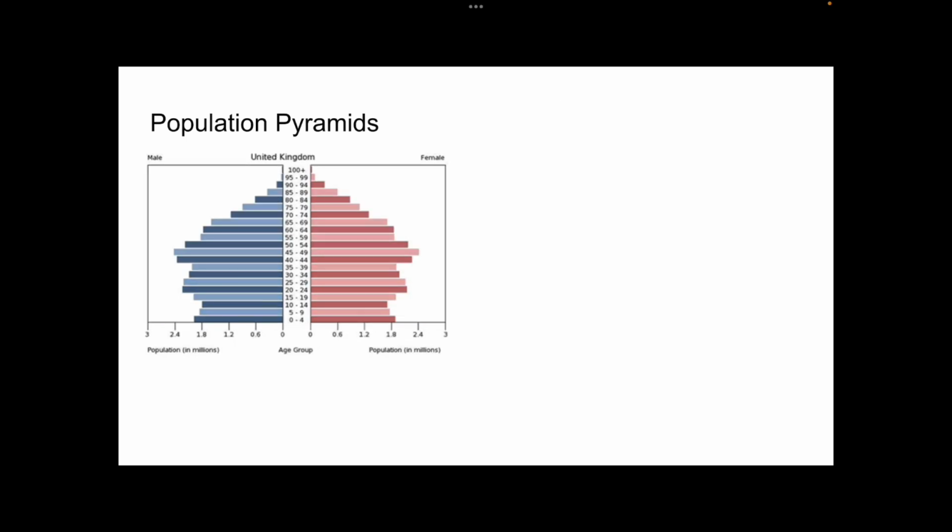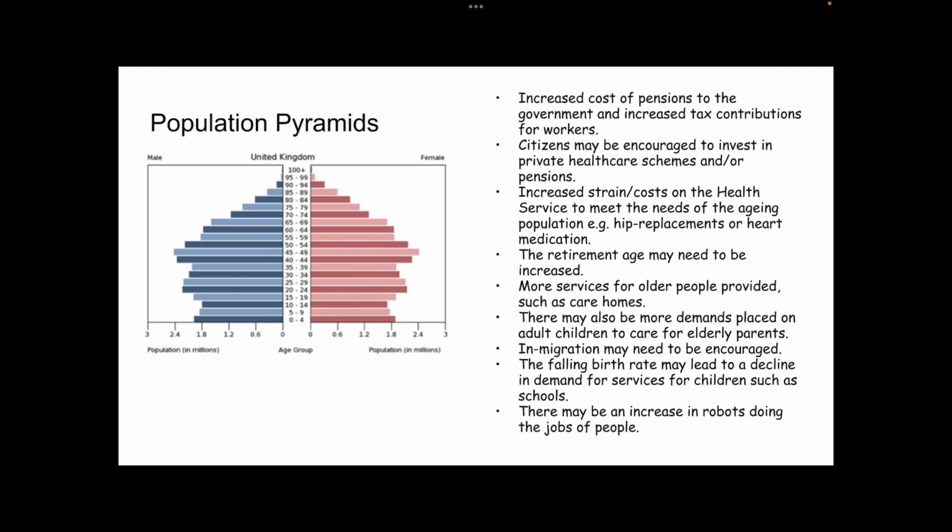The second one is obviously a country like ourselves, a more economically developed country, where life expectancy is increasing and we have this ageing population. So it's more of this barrel shape. Key thing is pensions to start off with. That's going to cost the government more to pay people's pensions, and current workers, so working age people, and working age people in the future, will have to pay more towards tax contributions in order to fill this pension money pot that's needed.